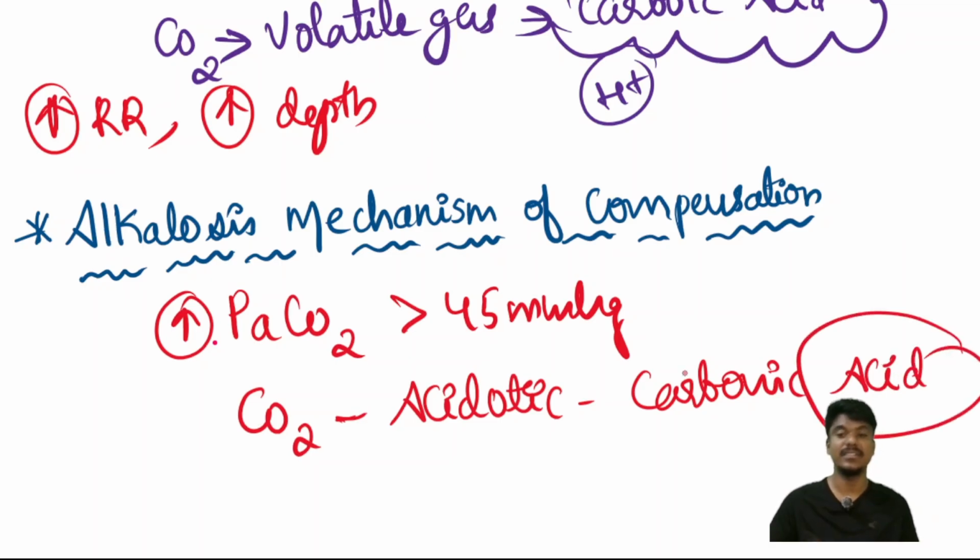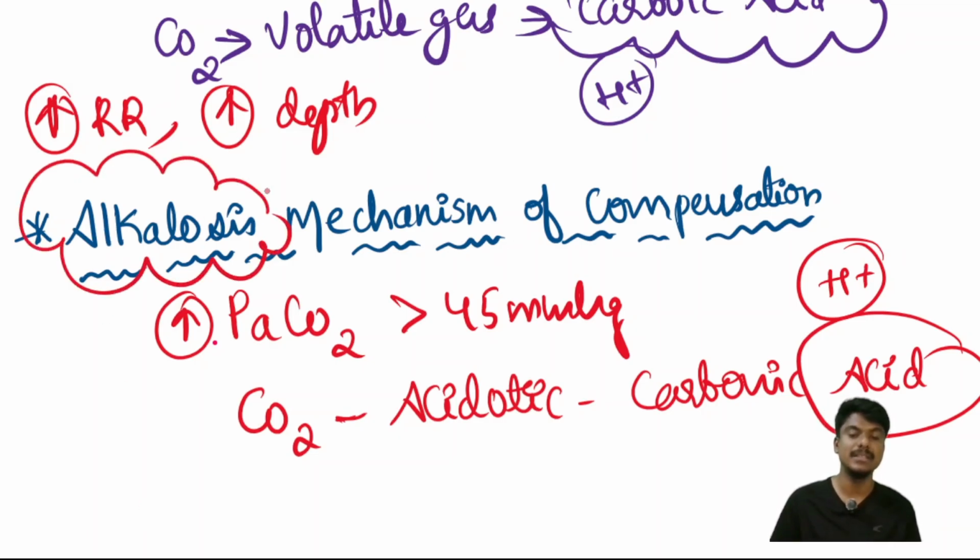Acid here means H plus ion, more H plus ion. How will it make acidosis? I told you the last time, the chemical reaction: it will form carbonic acid. So what is there now? Alkalosis is there, which means pH is more. Now our target is to reduce the pH.